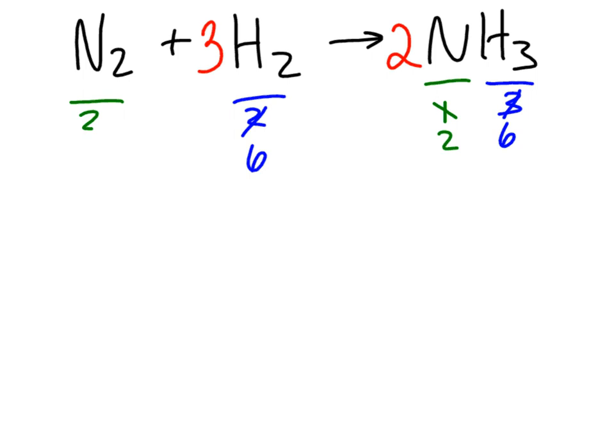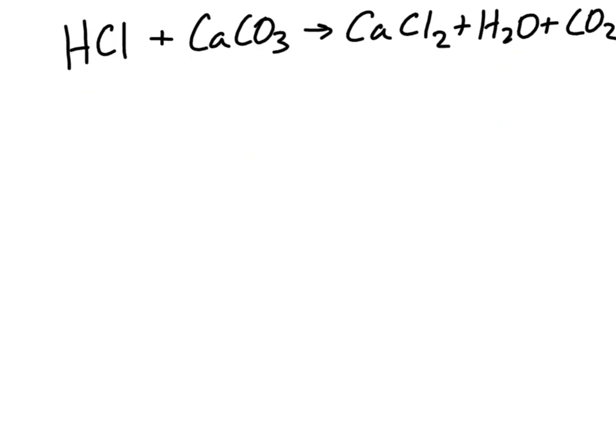Okay? So let's go ahead and take a look at the next one. I have hydrochloric acid and calcium carbonate going to form calcium chloride, water, and carbon dioxide. Okay, so now things are kind of spread out a little more over here because I have 5 different species, but we're still going to follow the same premise.